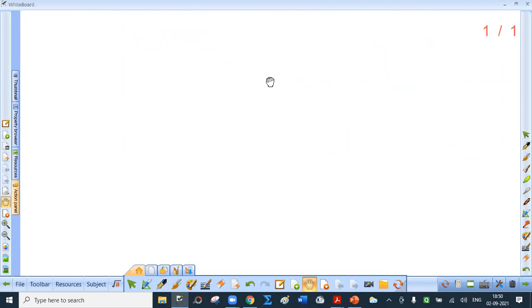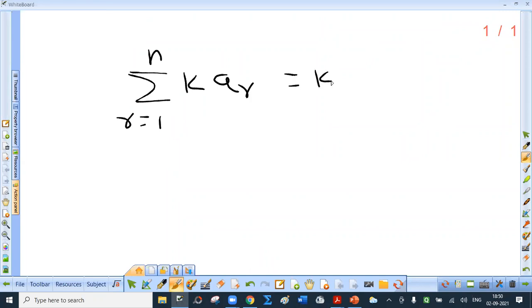Okay. Again, this is common sense. Sigma KAR, R goes from 1 to n. See, variable is R. So we can take K outside sigma notation. So it is K into sigma AR, R goes from 1 to n.